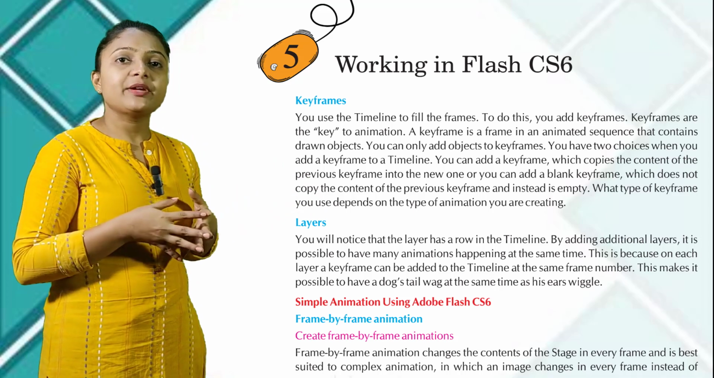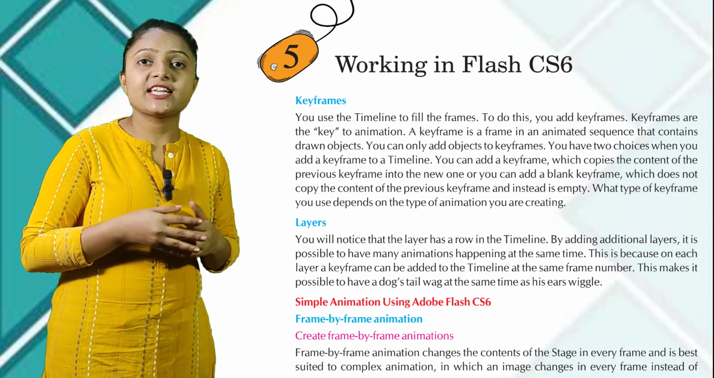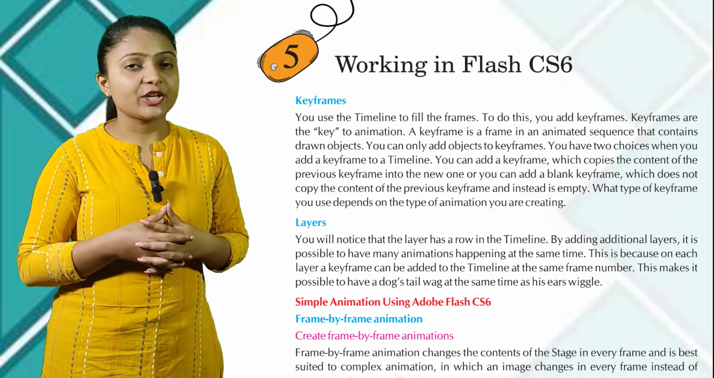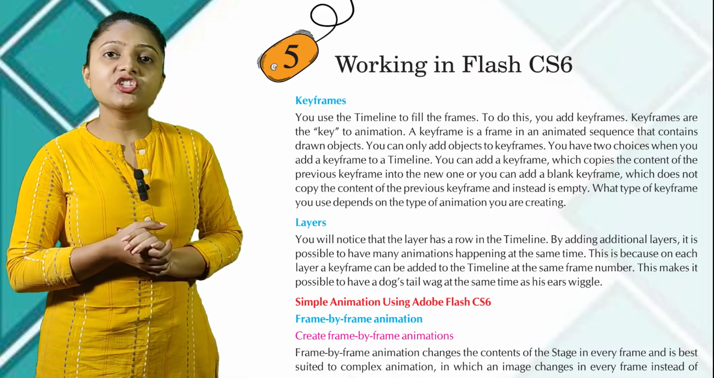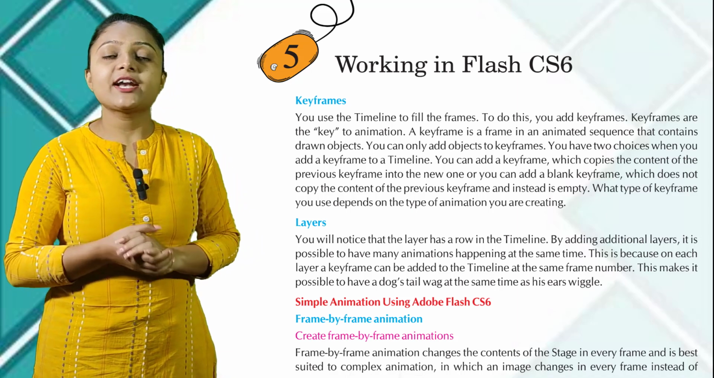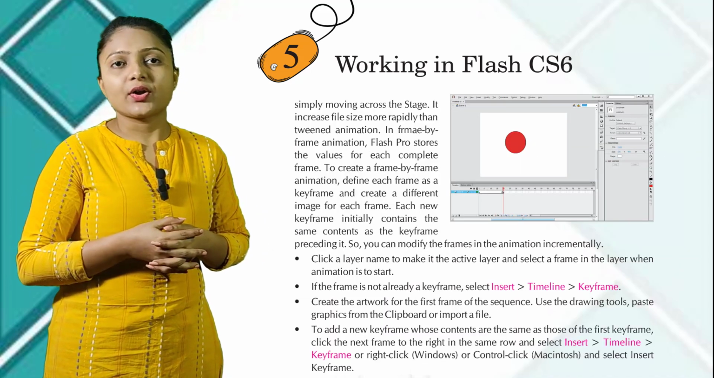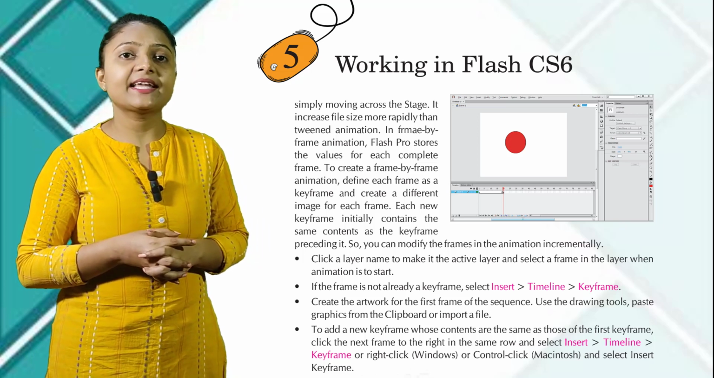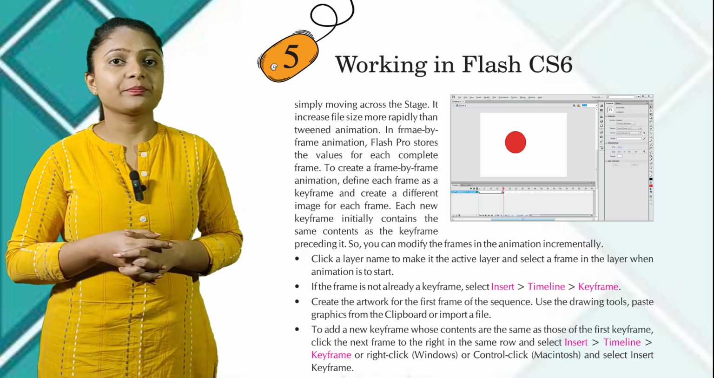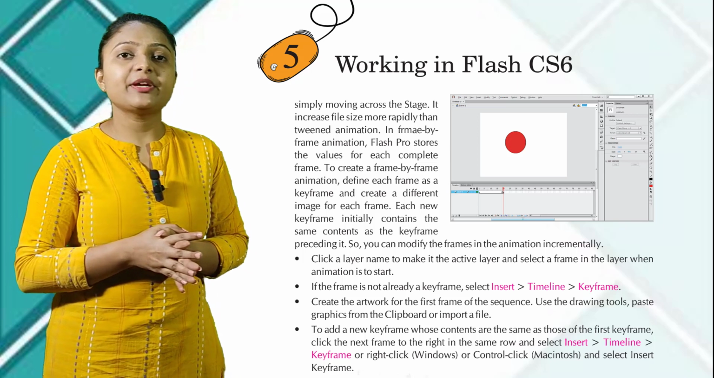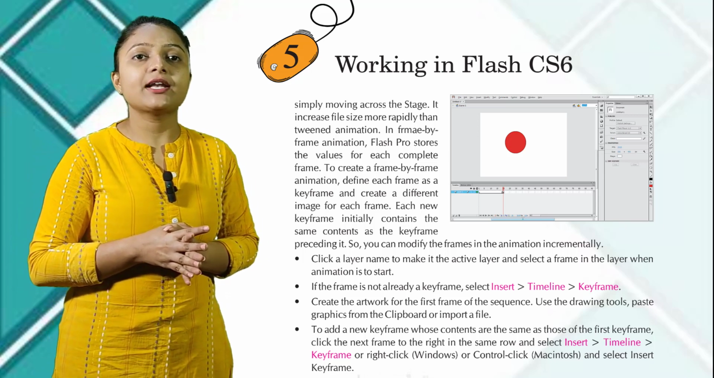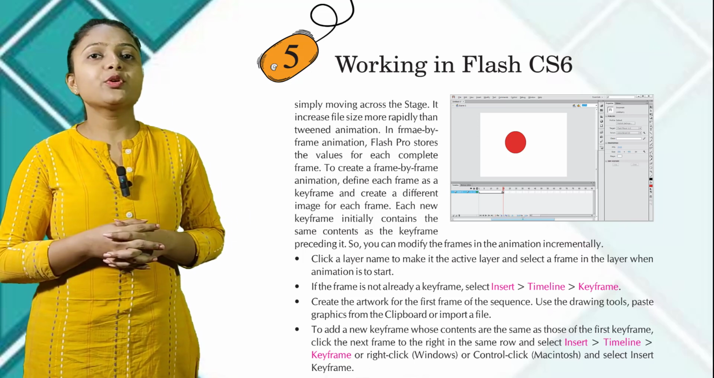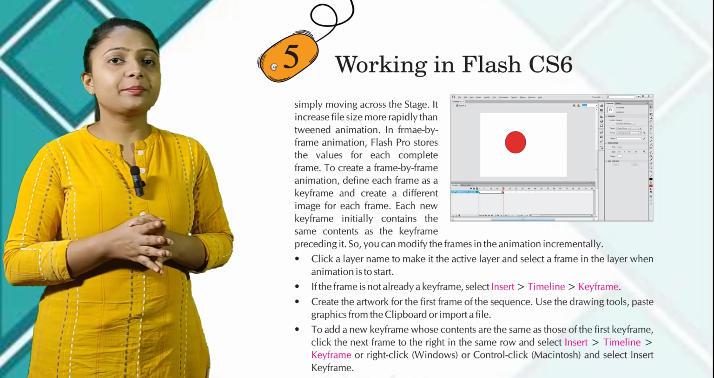Frame by frame animation changes the content of the stage in every frame and is best suited to complex animation, in which an image changes in every frame instead of simply moving across the stage. It increases file size more rapidly than tweened animation. In frame by frame animation, Flash Pro stores the value for each complete frame.